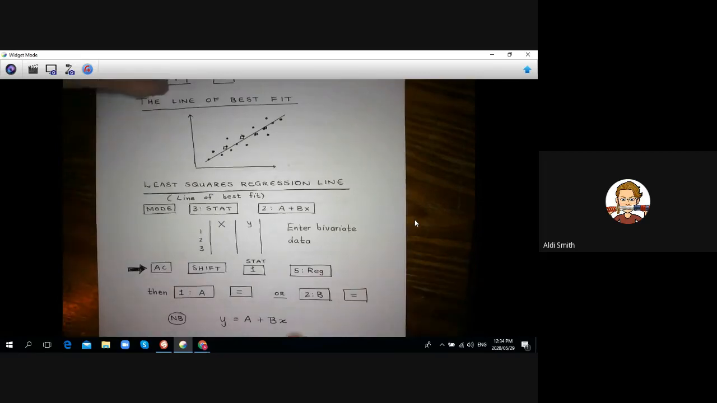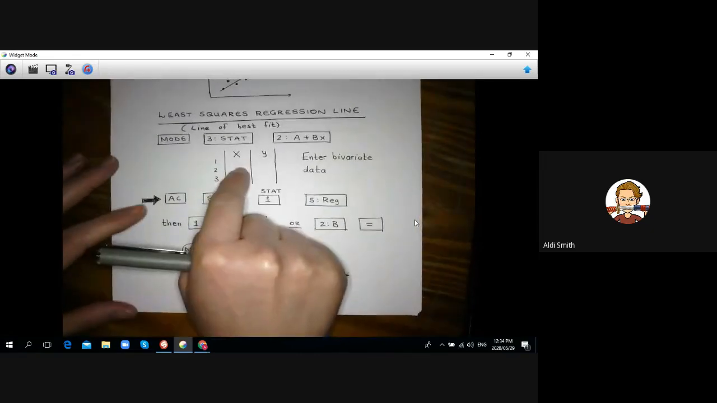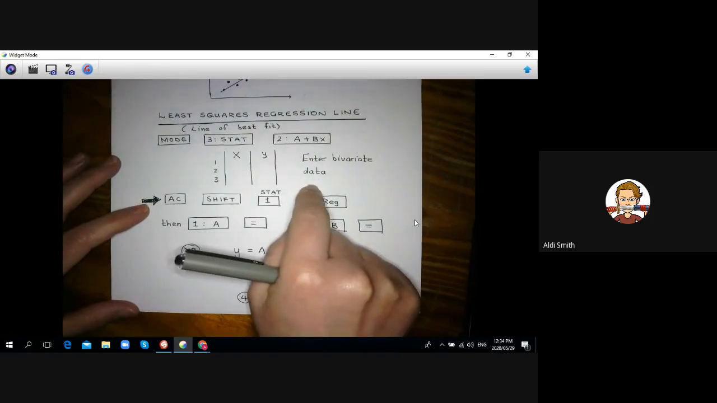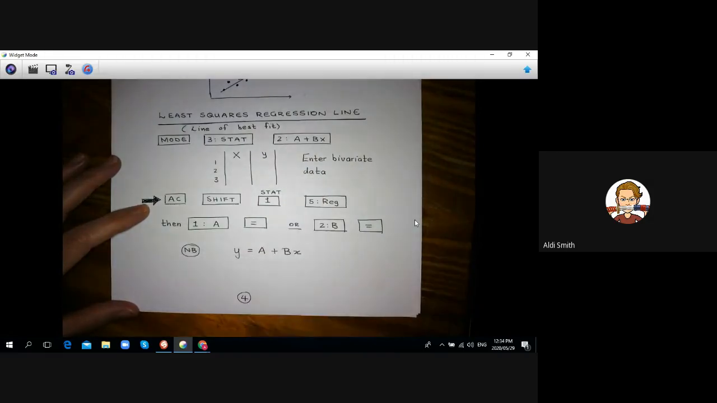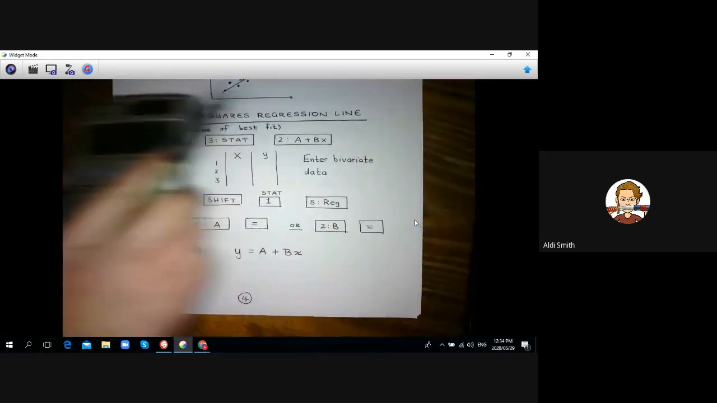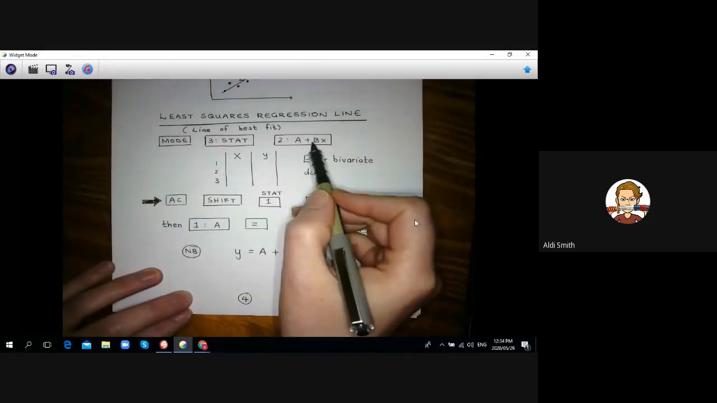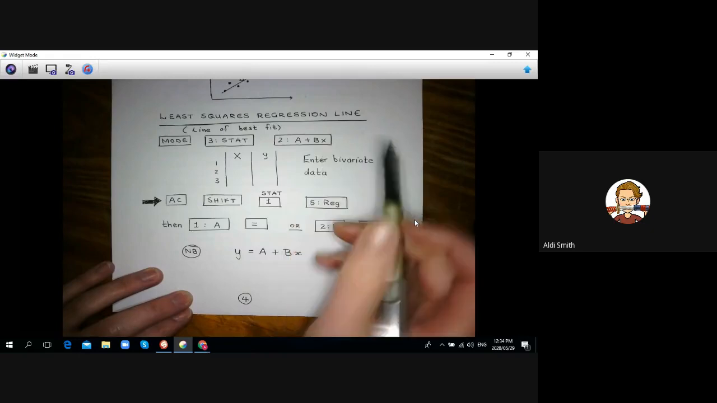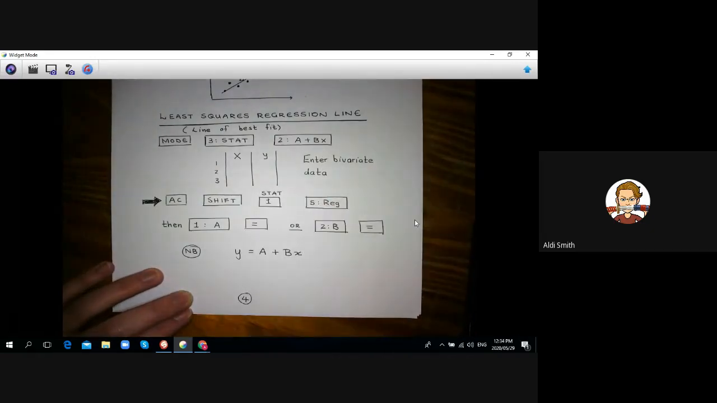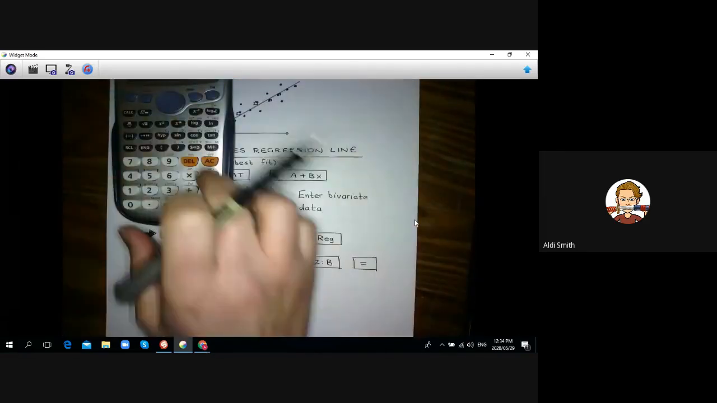Okay, so that being said, the first steps for the least squares regression line are exactly the same as we followed for the correlation coefficient. I've already got all of that data stored in here. If you had to do a brand new example, you'd again press mode, stat, select number 2 for your linear regression, and then enter your bivariate data. I'm not going to do all of that again because my bivariate data is already entered into the calculator. So I press the AC button to clear the screen.